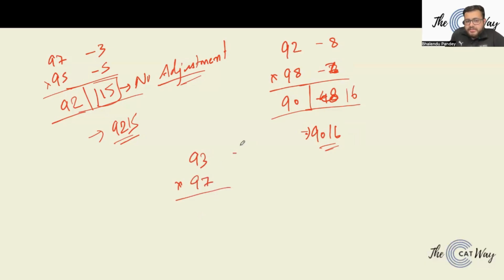Correct? This is 7 less. This is 3 less. Correct? 7 3s are 21. 93 minus 3, 90. You get the value 9021 as your correct answer. Correct? So it's a very simple process.